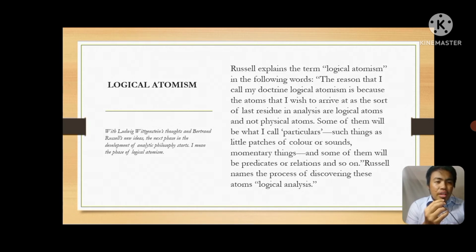Logical atomism. Russell explains the term logical atomism in the following words: "The reason that I call my doctrine logical atomism is because the atoms that I wish to arrive at as the sort of last residue in analysis are logical atoms and not physical atoms. Some of them will be what I call particulars, such things as little patches of color or sounds, momentary things, and some of them will be predicates or relations, and so on."